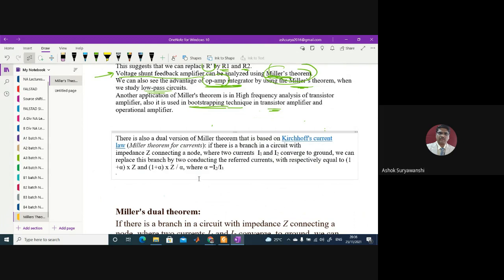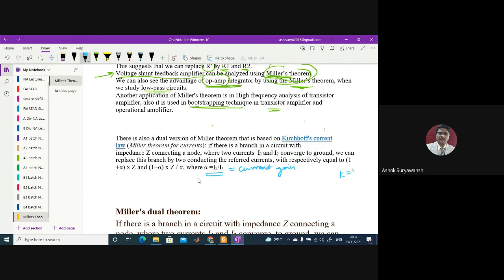So how can we state that? If there is a branch in a circuit with impedance Z or resistance R, whatever, connecting a node, keep in mind, a node where two currents I1, I2 converge to ground, we can replace this branch by two branches carrying the referred currents with impedances respectively equal to (1 plus alpha) into Z, and (1 plus alpha) into Z upon alpha, where alpha is I2 upon I1. Everybody knows that I2 upon I1 is the current gain. So here alpha is the current gain, as we have discussed above.